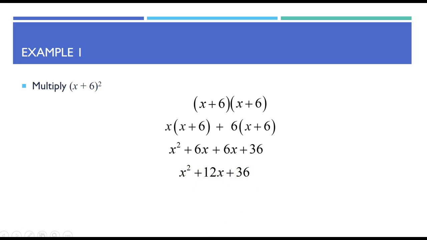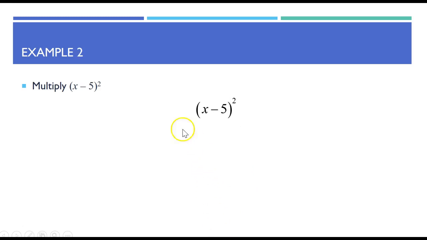Let's look at another example. We're going to be multiplying x minus 5 squared. So, understanding what x minus 5 squared means, we are just going to be multiplying x minus 5 times x minus 5. So I will start by distributing the x minus 5 first to the x, and then the x minus 5 to the negative 5. So keep in mind that is a negative 5.